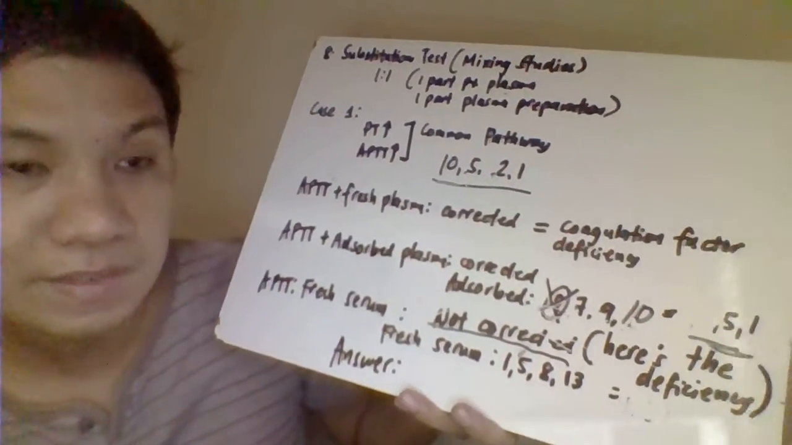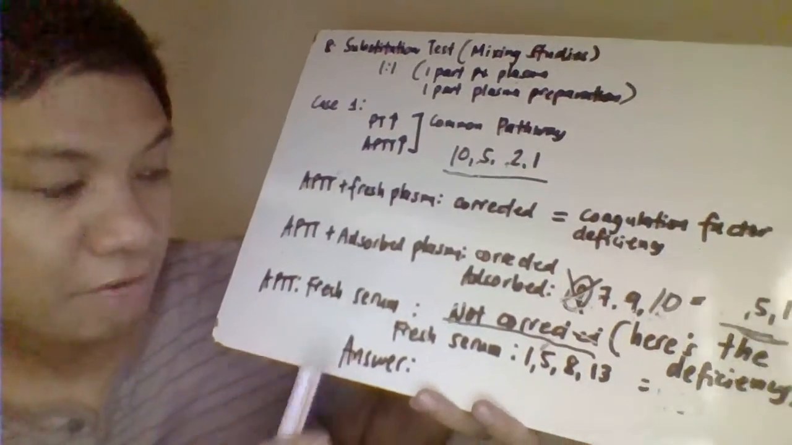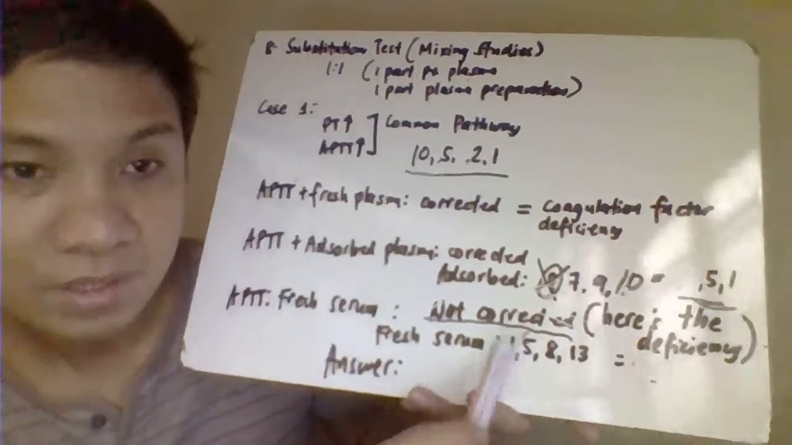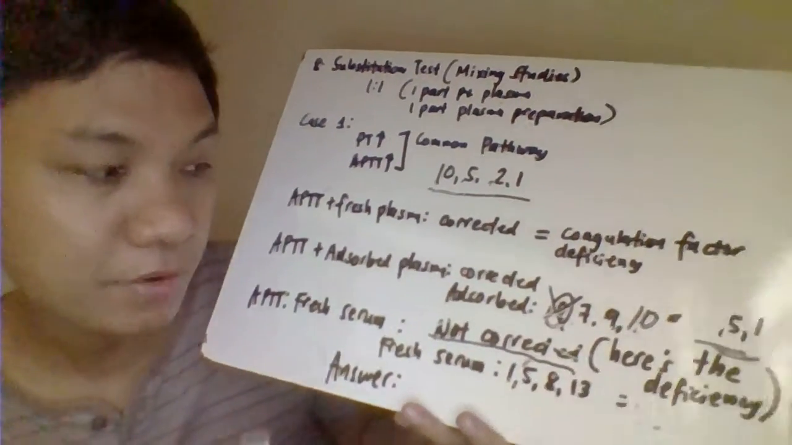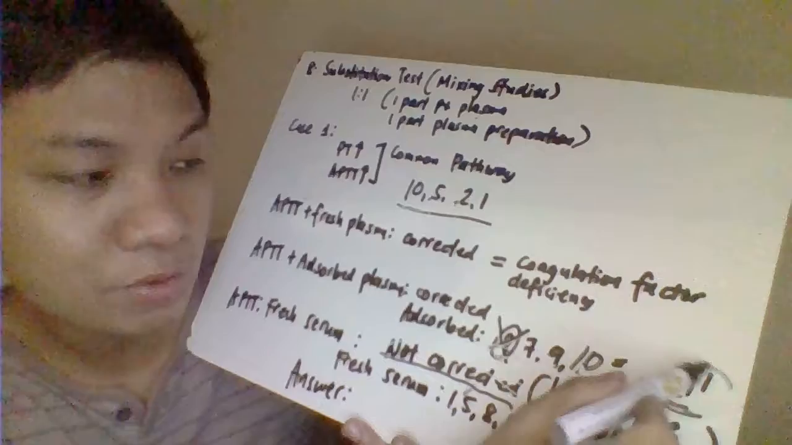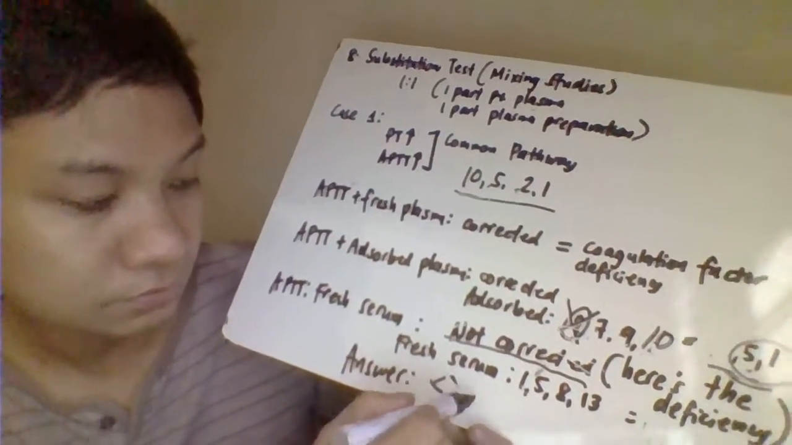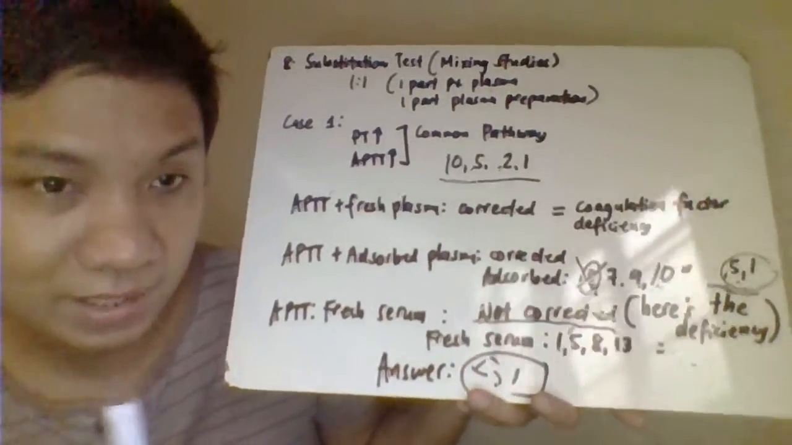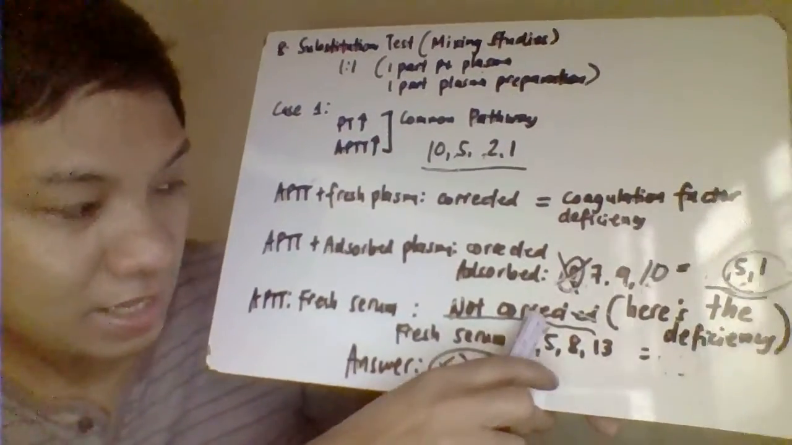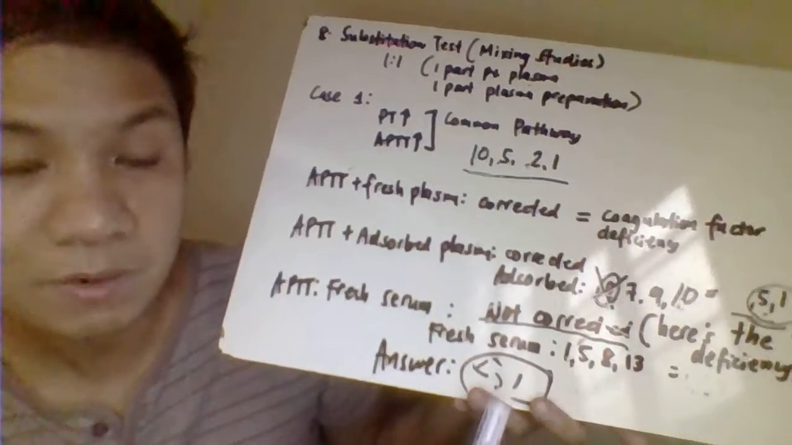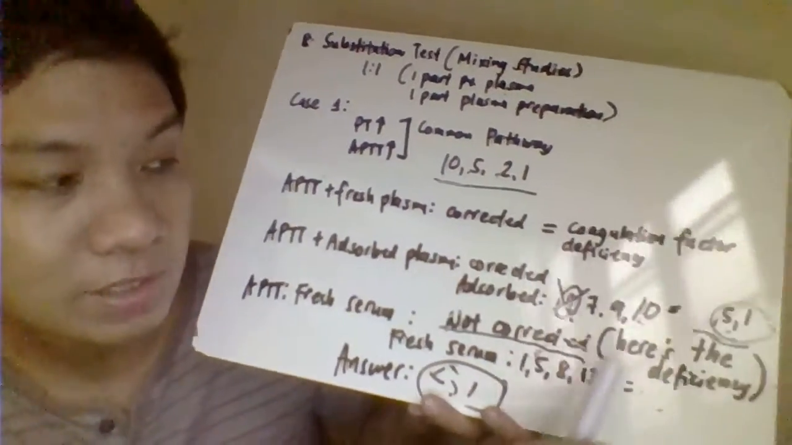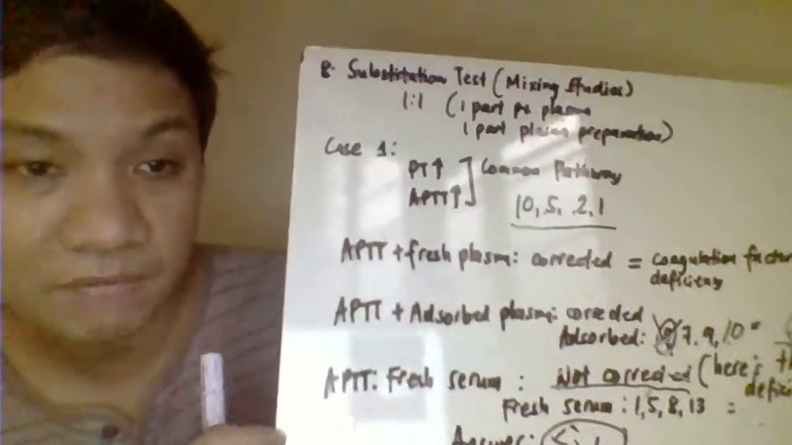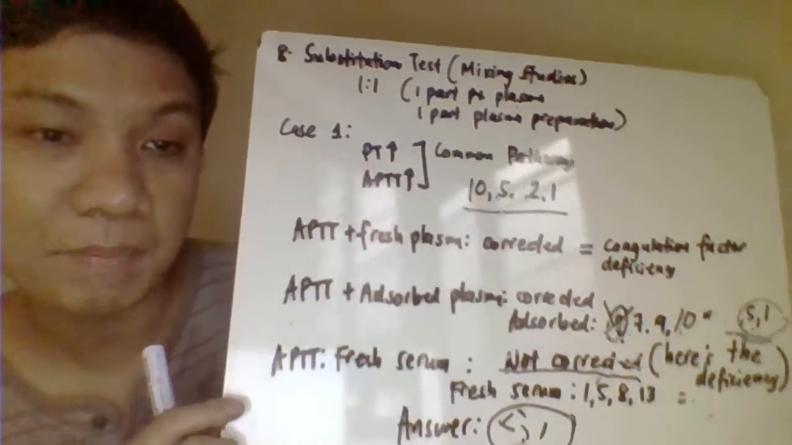So, remember here, since it remained, and remember that your fresh serum does not have 1, 5, 8, 13. So, what is common to both, our deficiency could be factor 5 and factor 1. So, this is our answer. Always, we look at what is not corrected. So, here it is not corrected. Since our fresh serum has no 1, 5, 8, 13, what remains is factor 5 and factor 1. So, that's it. That will be the deficient factor in our patient.